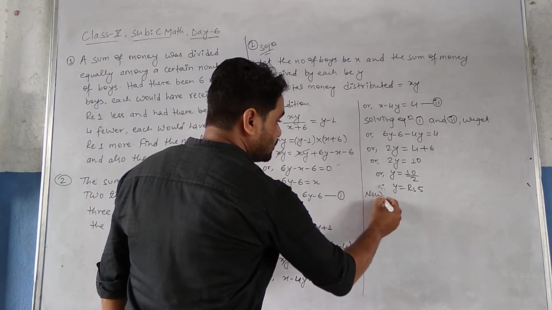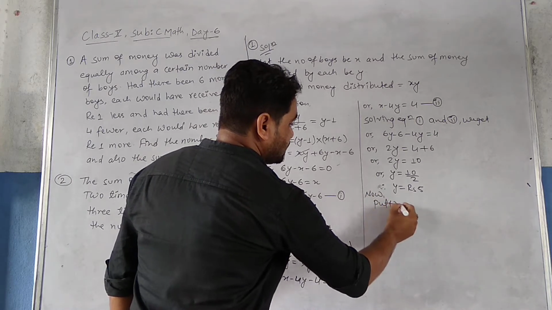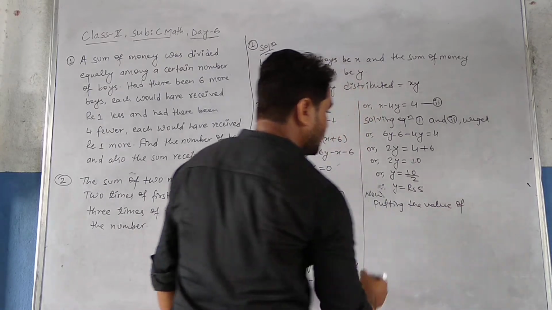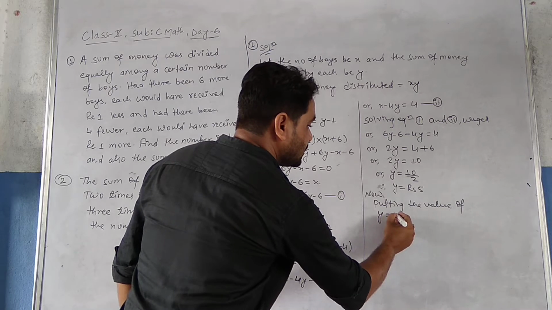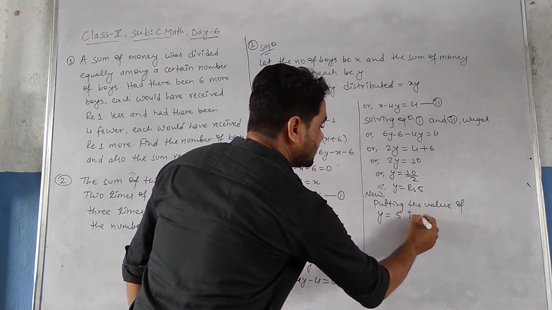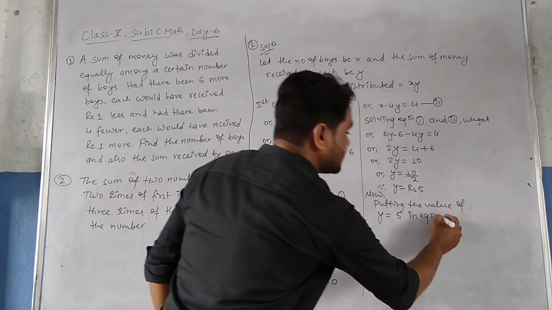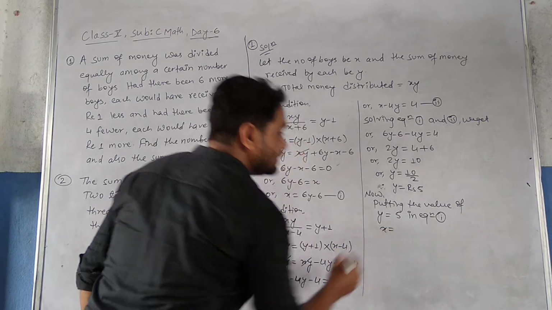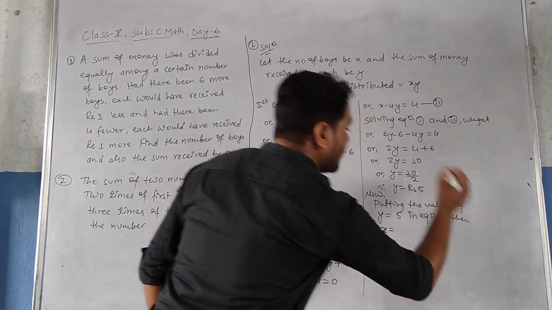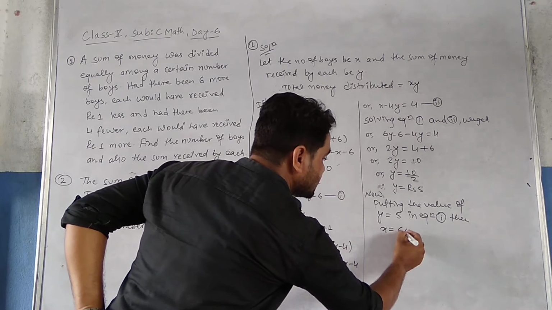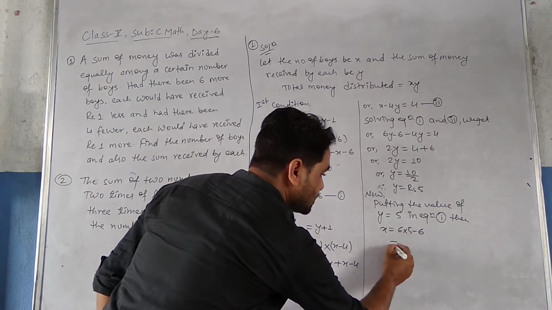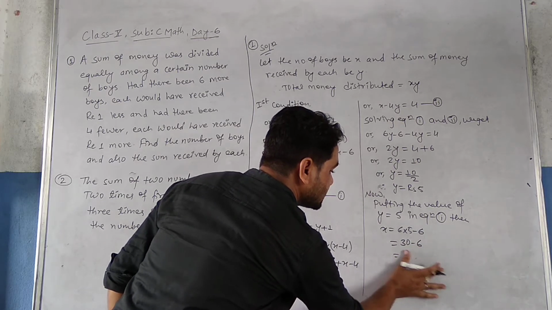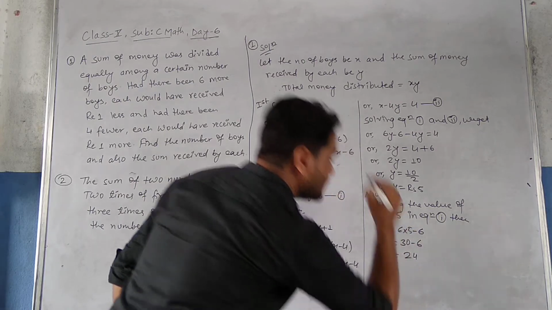Now putting the value of y equals to 5 in equation first, then we get the value of x. Then x equals 6 into 5 minus 6, that means what? 30 minus 6, we get what? 30 minus 6 means that is 24.